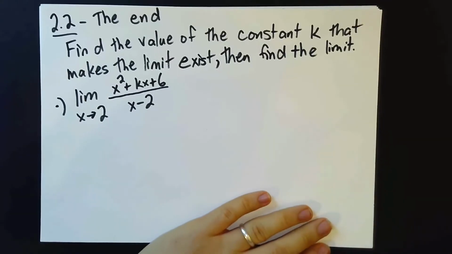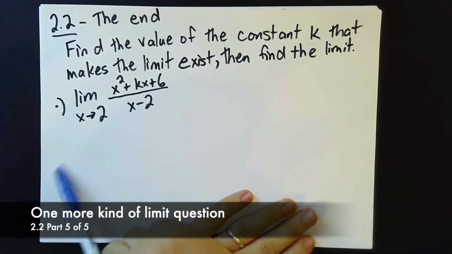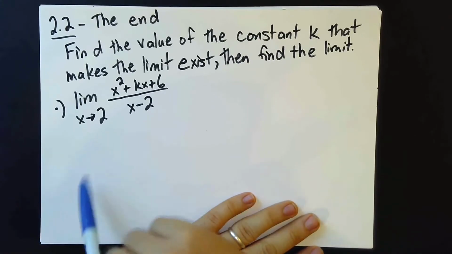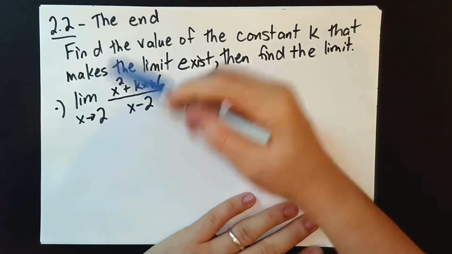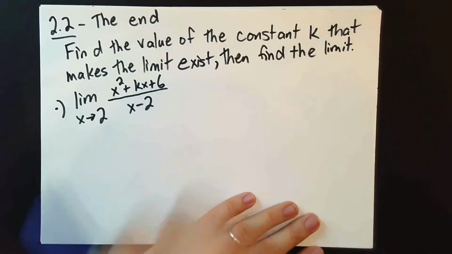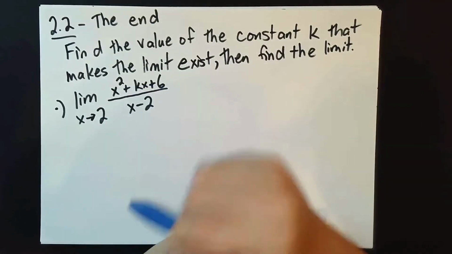Okay, so here's the final weird kind of question for 2.2. Namely, it's worded this way, so it's asking us to find the value of a constant that makes this limit exist. Okay, so the constant is k. Note, x is the variable in the limit, so this k is just some number. It might be 4 or -8 or whatever. We need to find the value of the k that makes this limit exist, and once we've found the k, then we need to actually evaluate the limit.